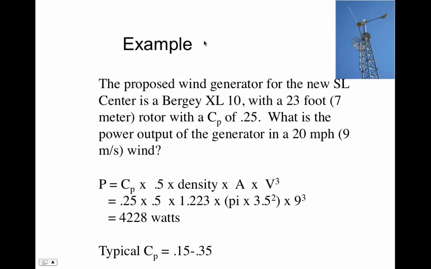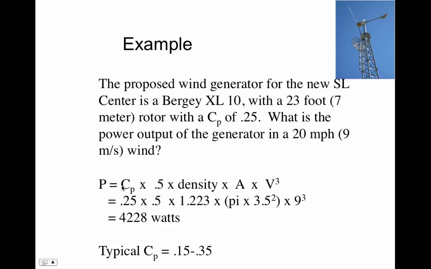So let's take a look at this example. We had a proposed wind generator, which is actually in place now. The Bergey XL10, which is one of the most reliable small wind turbines, really one of the few reliable small wind turbines, has a 23-foot, 7-meter diameter rotor, and it has a coefficient of performance of 0.25. So what is the power output of the generator in a 20 mile per hour, 9 meter per second wind?